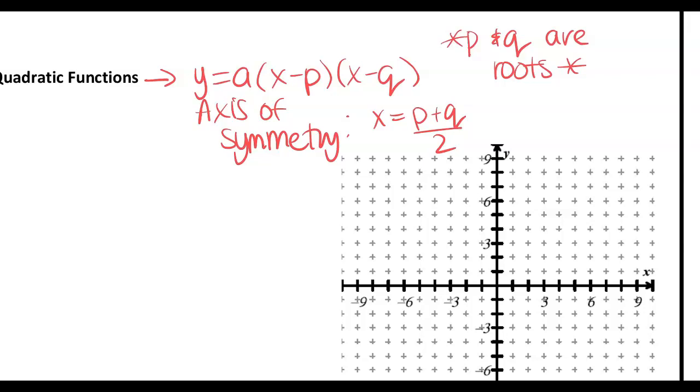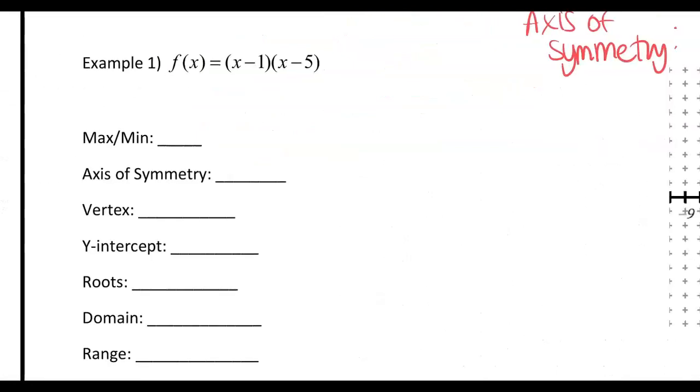So this is probably the basics that you need right now. Let's look at example 1. In example 1, this one is first asking you to identify the max and min, and then we'll move on with the other things. So I'm going to write this on top really quickly. a, x minus p times x minus q.